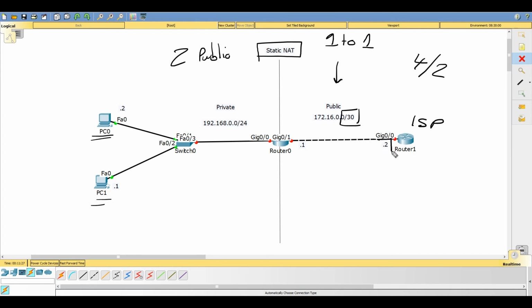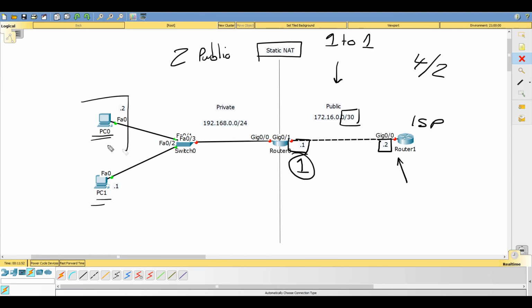But notice one of the usable addresses is actually assigned to the ISP's router, and therefore we're only really left with 1 usable IP. So in this case, we're going to have some sort of limitation where potentially only one of these routers is able to get to the internet, and the other router is not able to perform any sort of static NAT translation. But what we'll do is we'll go through the configuration.